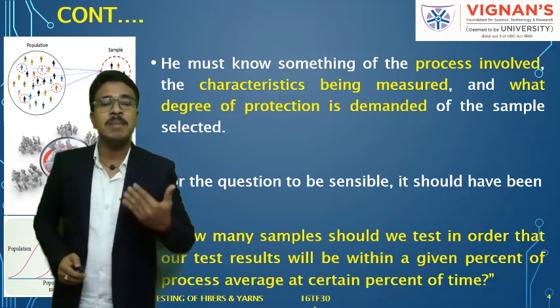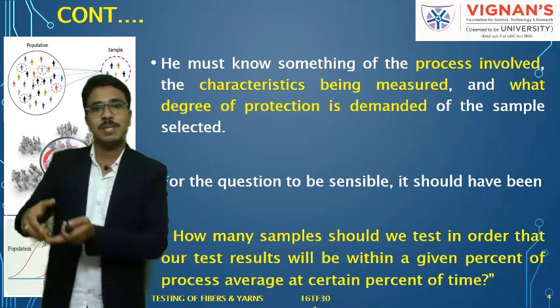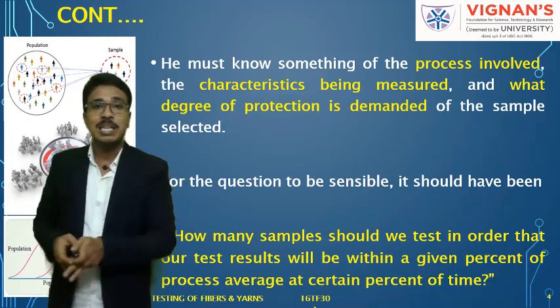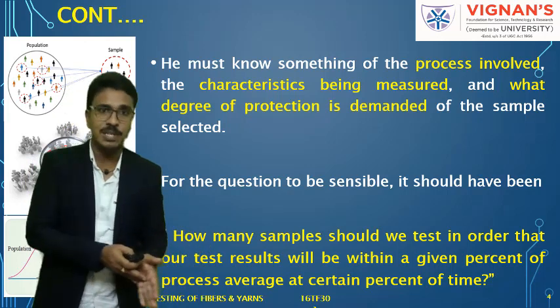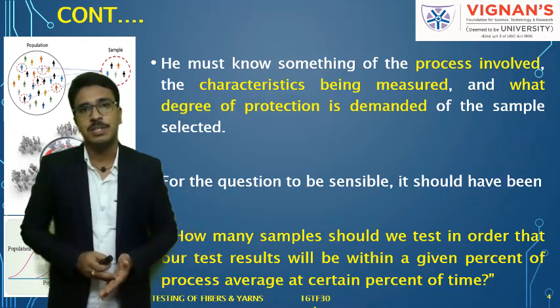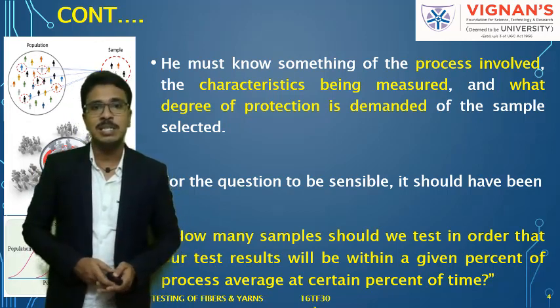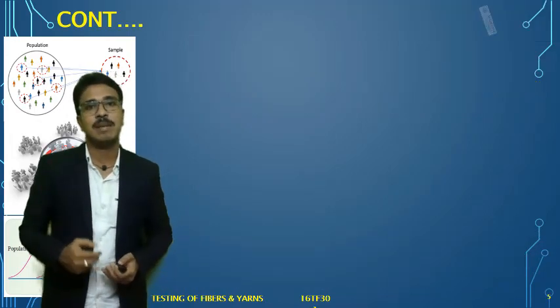So the question should be like this. Understand? Again I am repeating, try to understand it clearly. How many samples should we test in order that the test results will be within this given percentage of process average, and with this particular error? Understand? The question should come like this. Now we will see some practical examples.